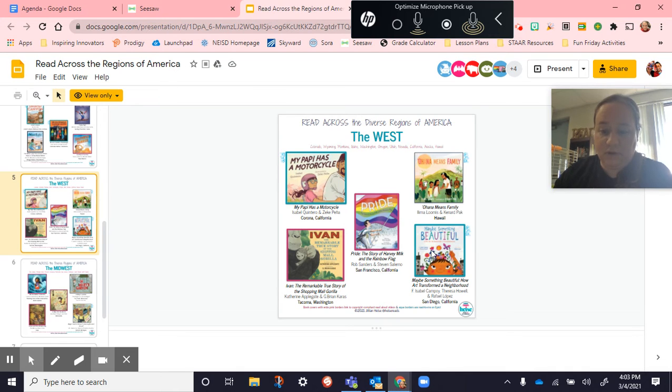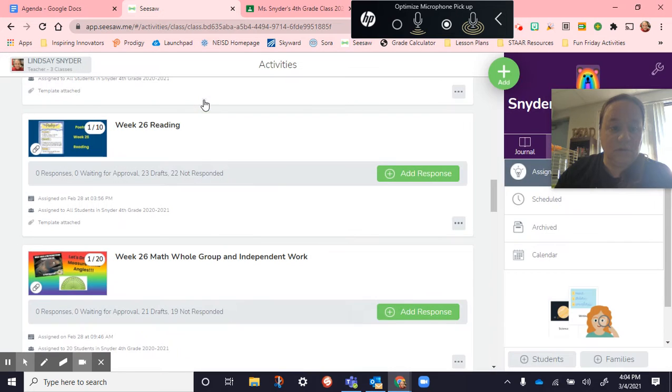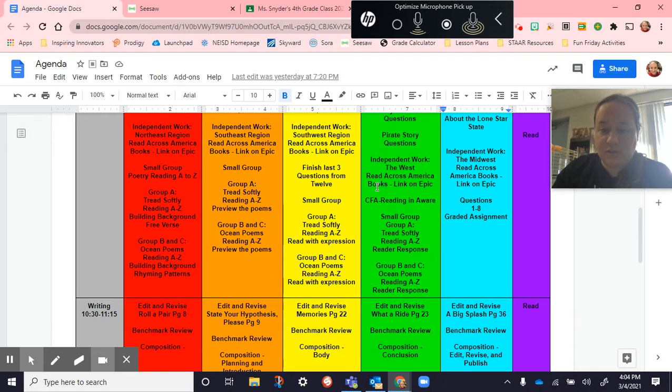These are all the Epic books that are assigned for today. These other two that have the pink box around them, the Ivan and Pride, you can click and watch the video of that. And so these, you can look at the states here that are covered in that region. And then, all right, make sure if you were not in reading class today that you go into Aware and finish that CFA.